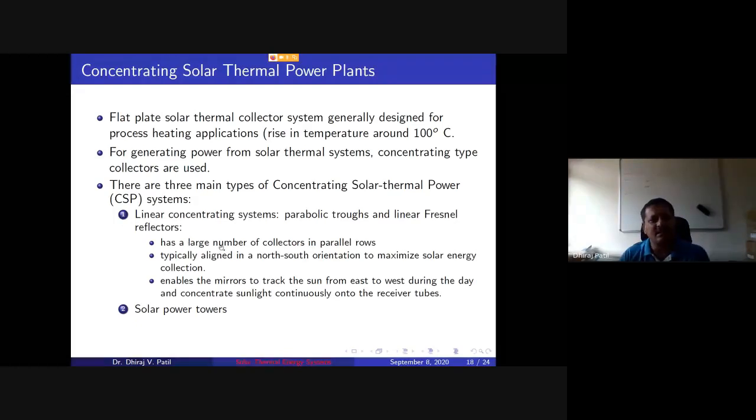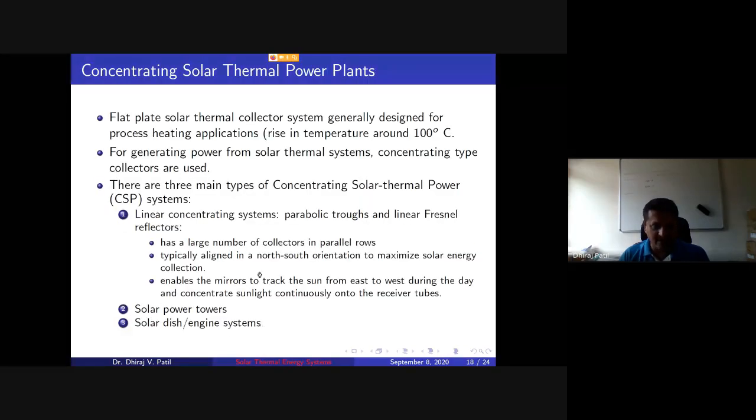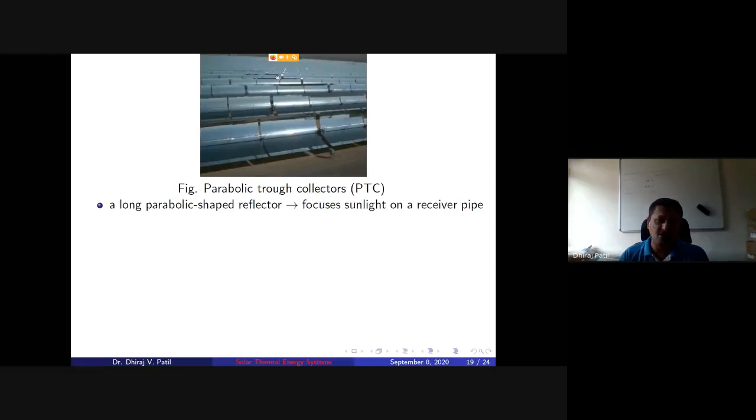So there are these linear concentrating systems, and solar power towers is another design. And then the third one is the solar dish energy system. This is a typical presentation where you have an array of parabolic trough collectors. So this is a parabola, and you know that a parabola has a focal length.